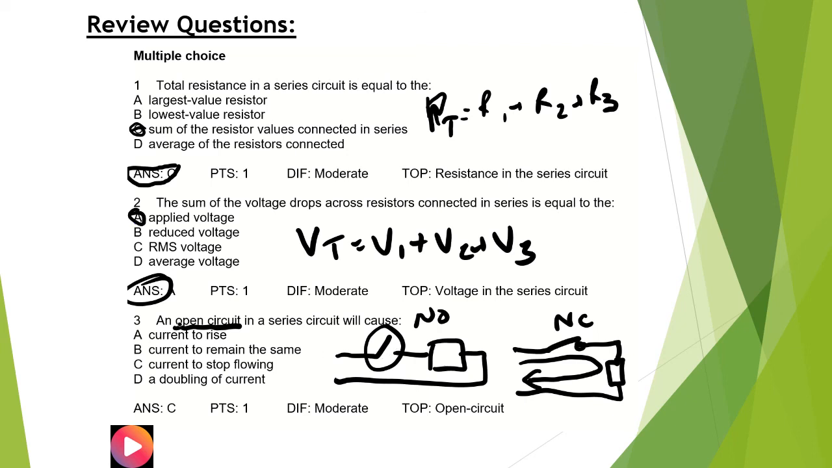So an open circuit in a series circuit will cause current to rise? Definitely not. Current to remain the same? Definitely not. Current to stop. There it is, C. C, there's the answer.